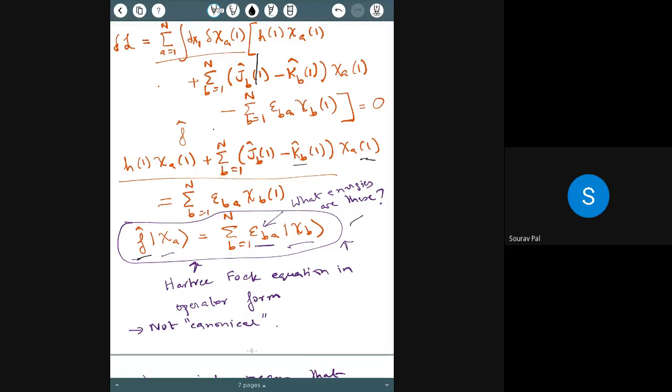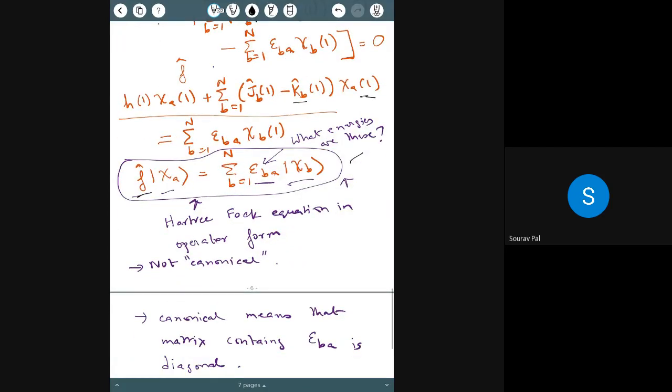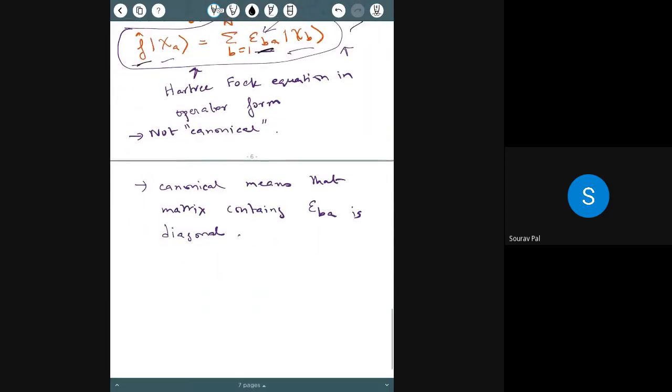So that is because the epsilon matrix that is involved in this equation is not diagonal. So you see, if epsilon was diagonal, then this equation could be reduced to a set of eigenvalue equations, right? So if epsilon BA was just epsilon BB, let's say, then you can separate them out into n eigenvalue equations. So that is what we want to do. We want to somehow reduce this to an eigenvalue equation, and we will do that today.